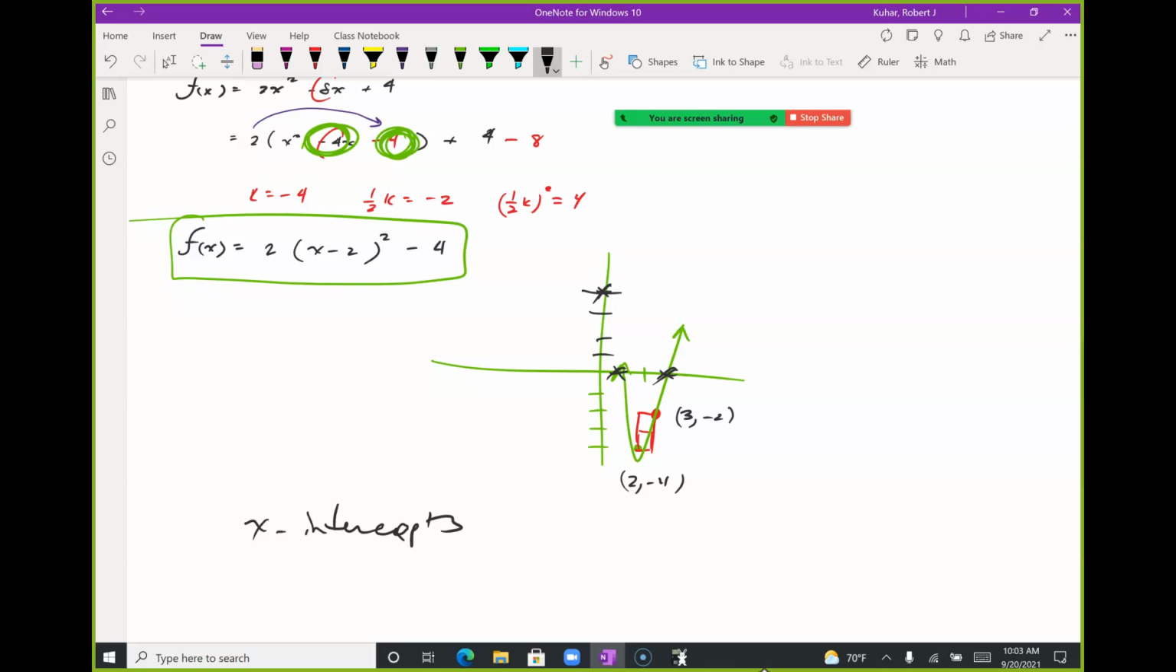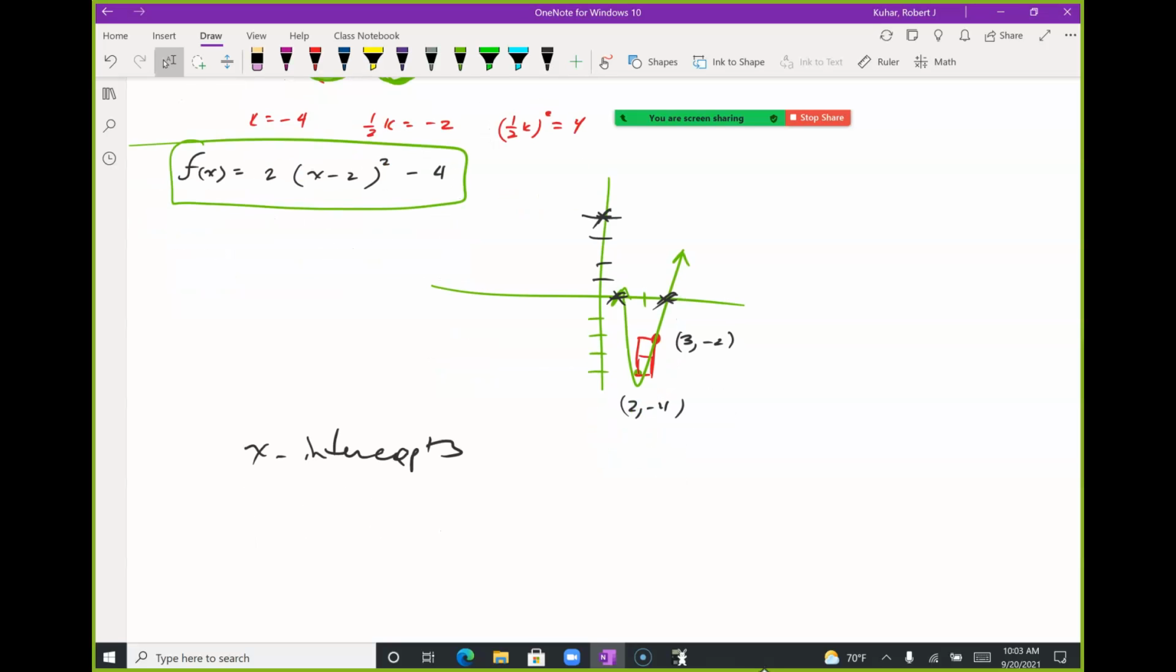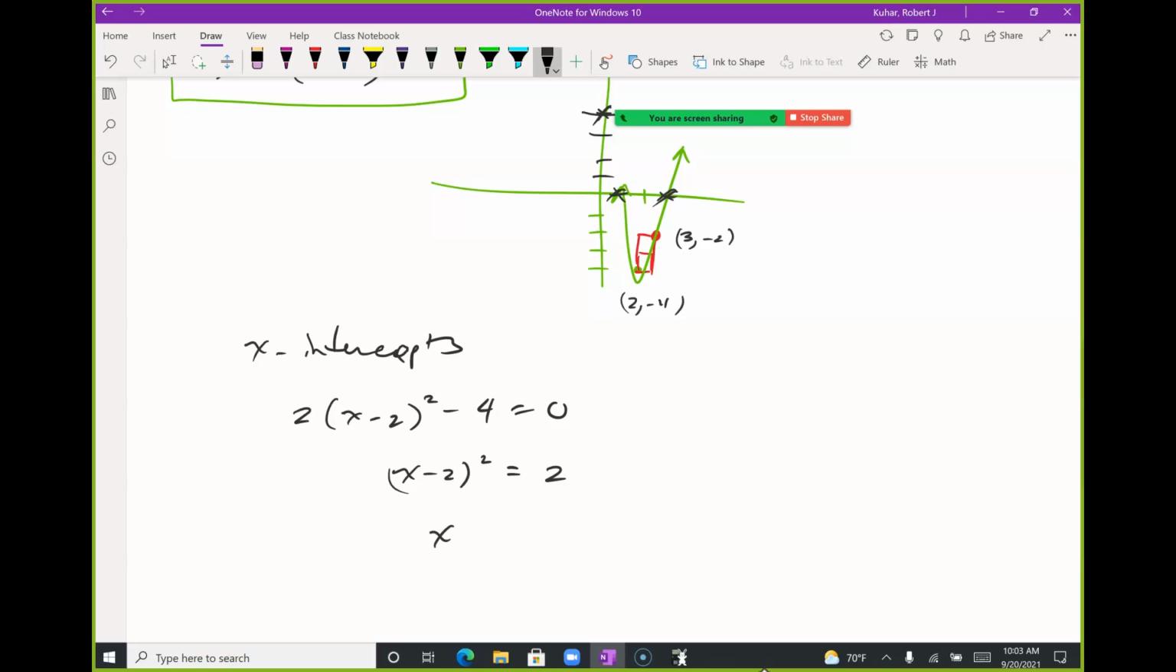I'm going to use complete the square. I've already got it squared, so I've already got my complete the square, and I'm setting it equal to 0. So x minus 2 quantity squared is equal to 2. So x minus 2 is equal to 4. Sorry, plus or minus 2.